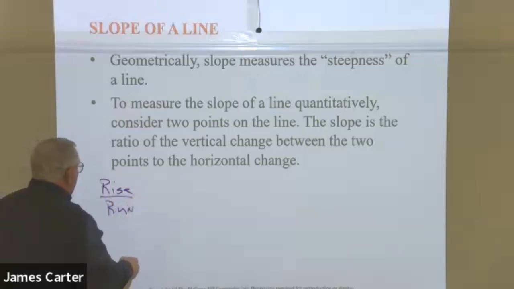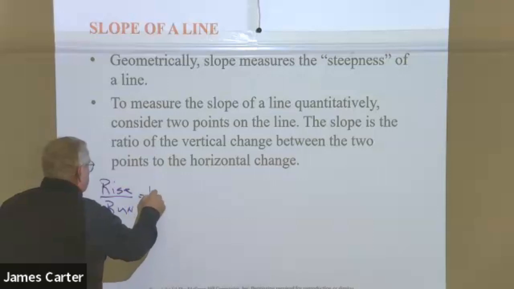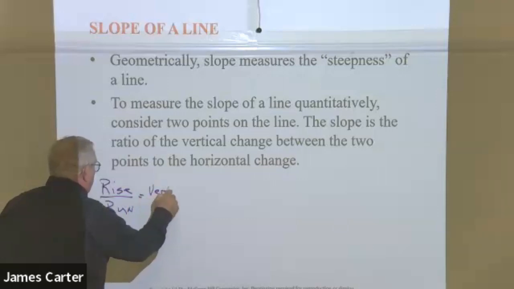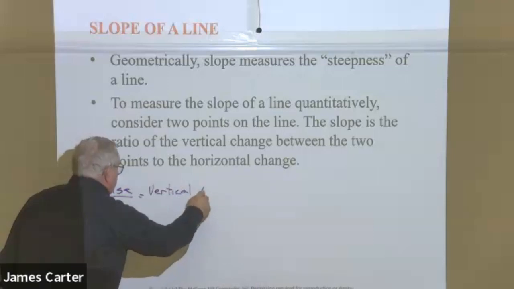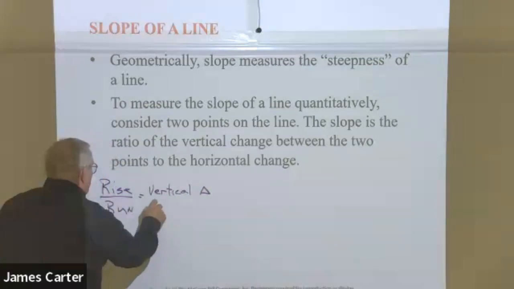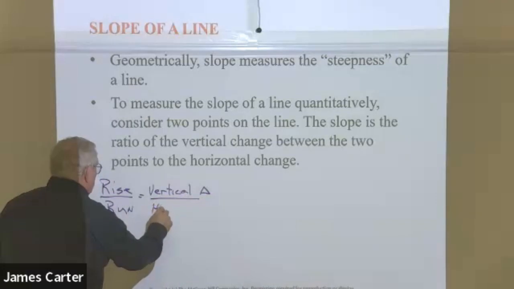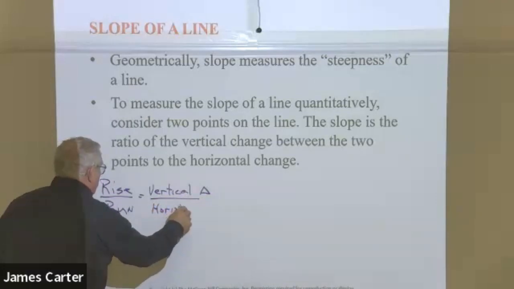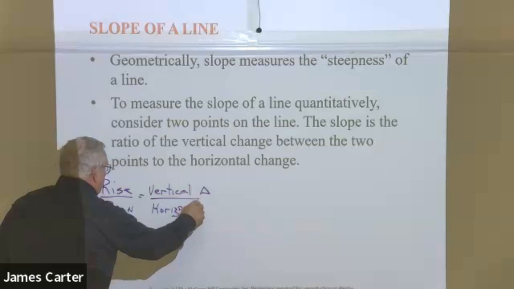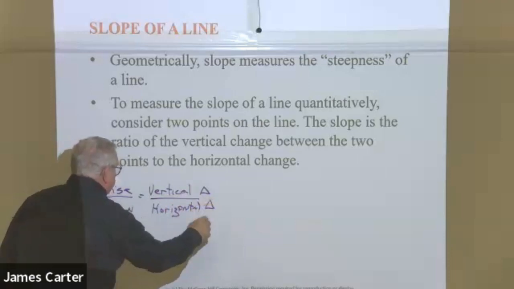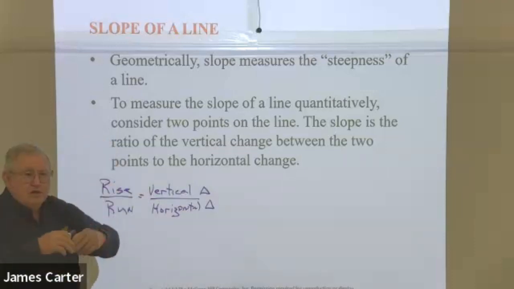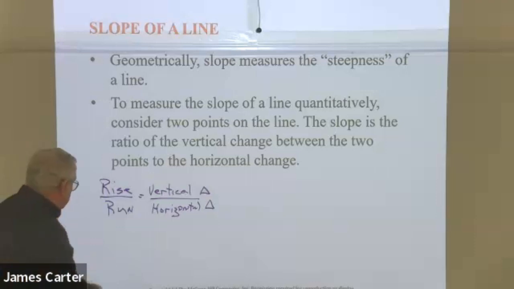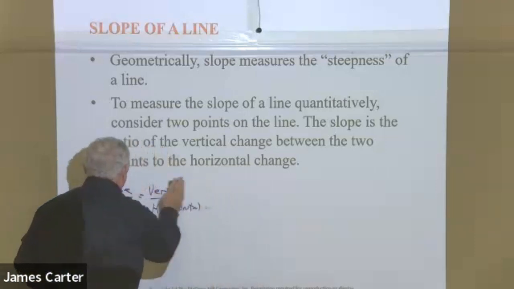Now, what are rise and run? Well, this is vertical change, or we could use the word delta, over horizontal change. So we have our vertical change, how many feet higher it is, over how many feet left or right it is, or how many feet down it is.